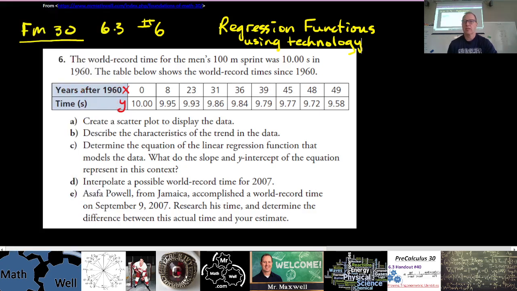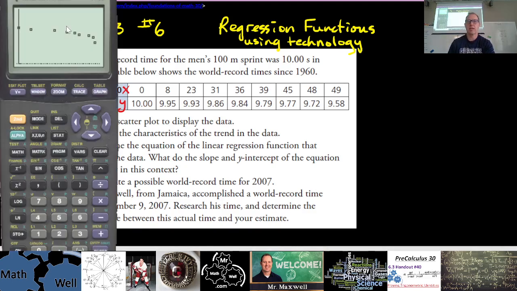Describe the characteristics. We already kind of did that. As the years go on, the time gradually gets lower, and then in the last few years of measurement, there is a sharp decrease. That would be a great description of the characteristics of the trend. Now determine the equation of the linear regression. So this is where we're at. This is the most important thing, and then we'll ask about the slope and the y-intercept later.